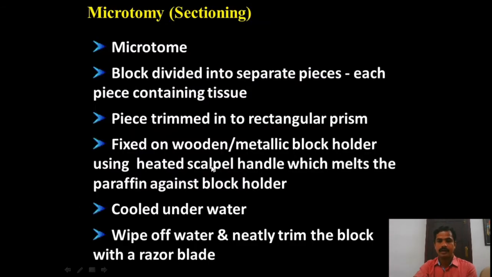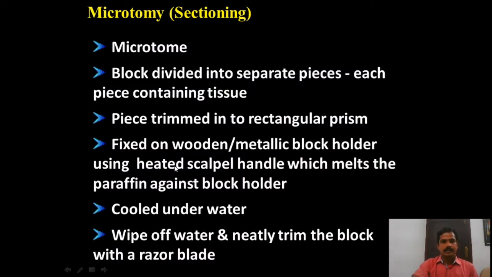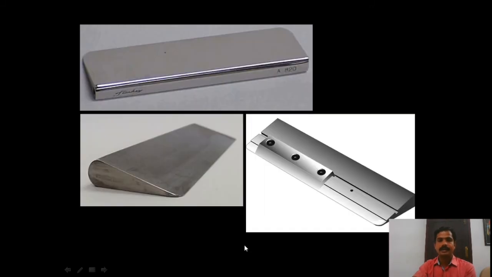There will be a block holder, and this is the block holder. This is a wooden block holder. In some cases the block holder will be metallic. So the specimen is fixed on the block holder using a heated scalpel handle, which melts the paraffin against the block holder, and after fixing the block on the holder, it is cooled suddenly by placing under water. Then wipe off water and neatly trim the block with a razor blade.